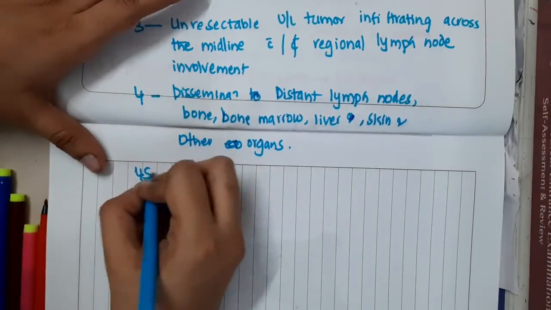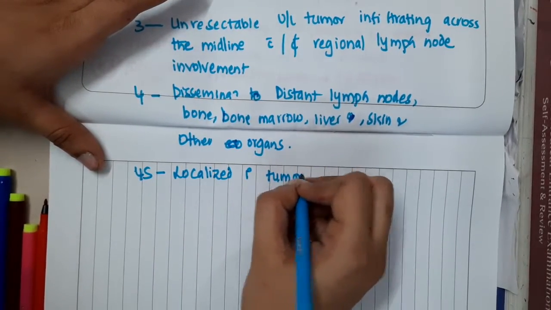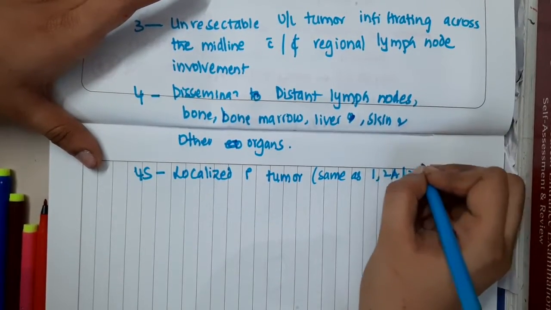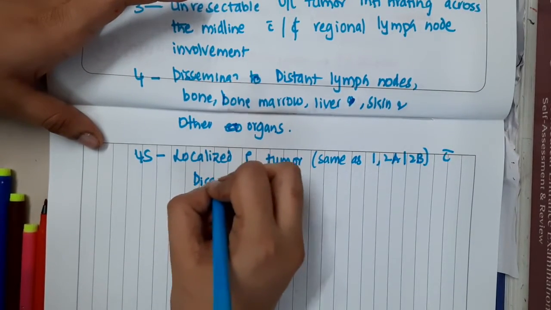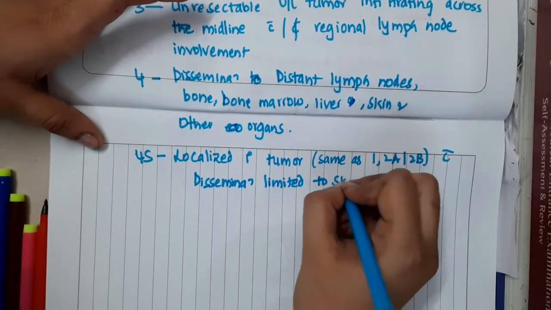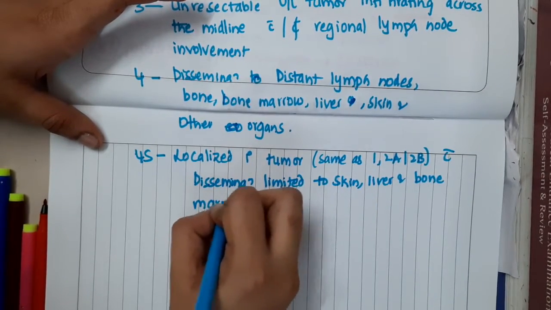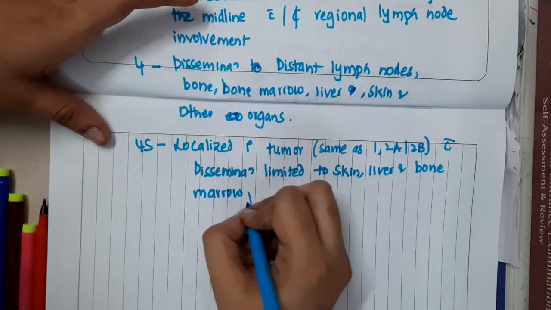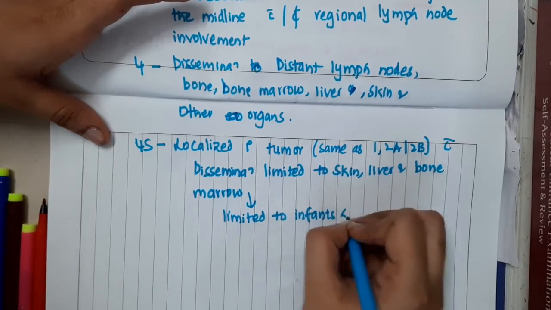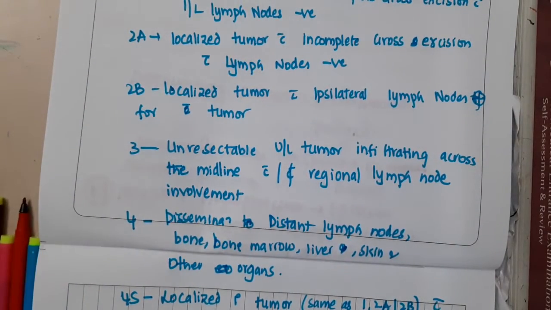Okay, then we have 4S. In 4S you will see a localized primary tumor, same as stage 1, 2A or 2B, with dissemination which is limited to skin, liver and bone marrow. This is mainly limited to infants who are less than 1 year of age. So this is about the staging of neuroblastoma.